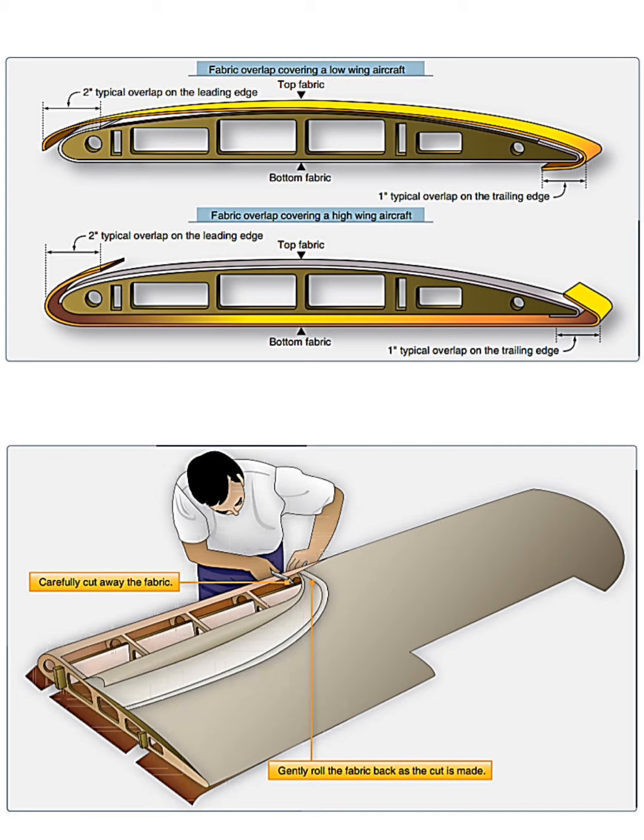How are drain grommets installed in aircraft fabrics? Directly to the covering. Name the methods of applying fabric to an aircraft wing. Blanket and envelope method.